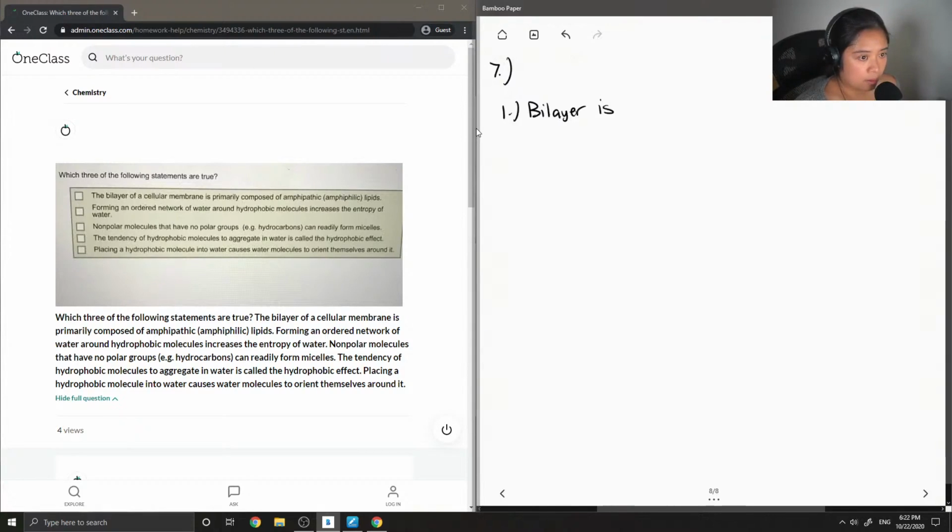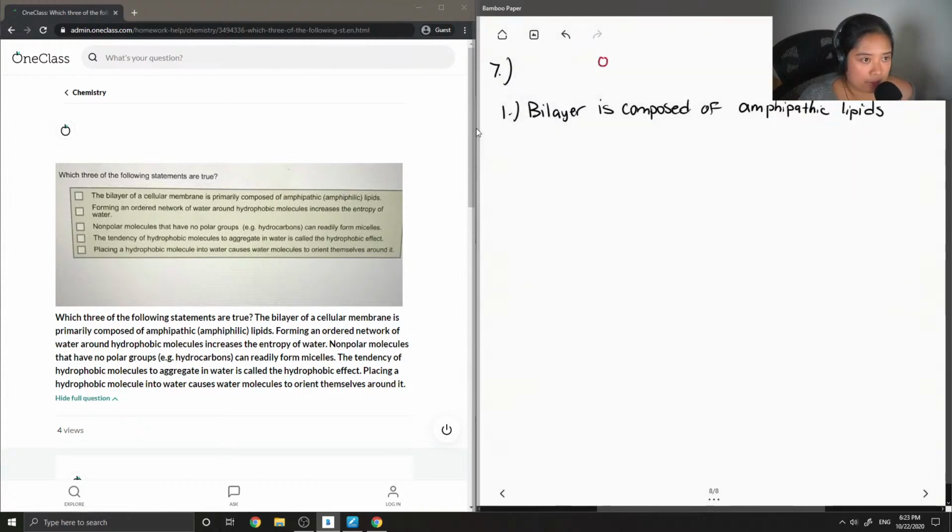Bilayer is composed of amphipathic lipids. So I'm going to draw out an example of what these amphipathic lipids kind of look like.